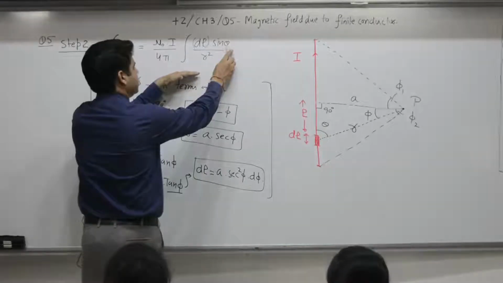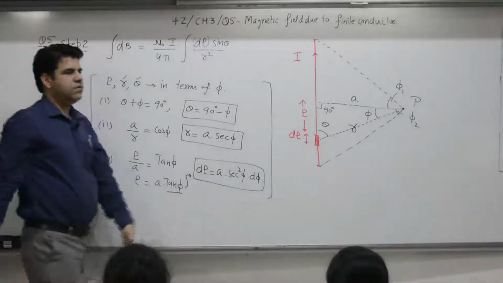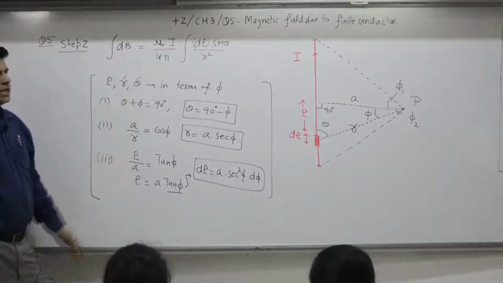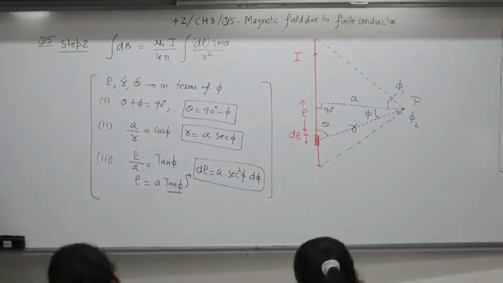What we want is theta to be written in terms of phi, R to be written in terms of phi, and L to be written in terms of phi. We have written all of them. Time with you is 3 minutes. Put the values in.